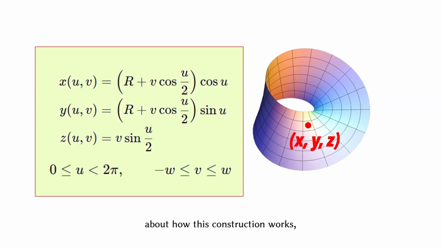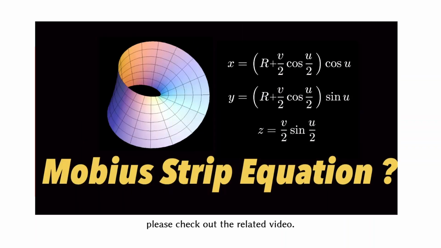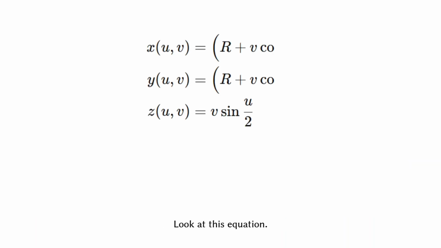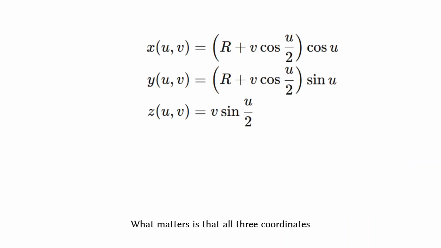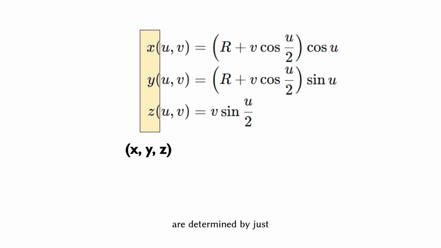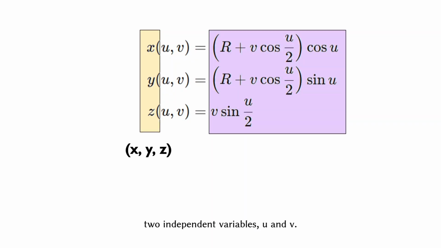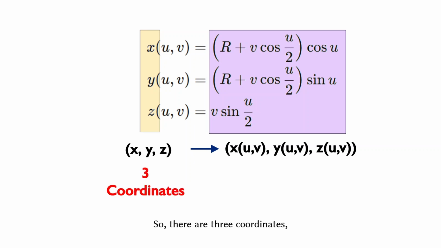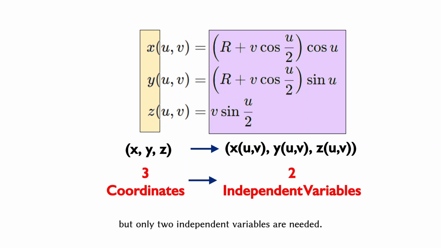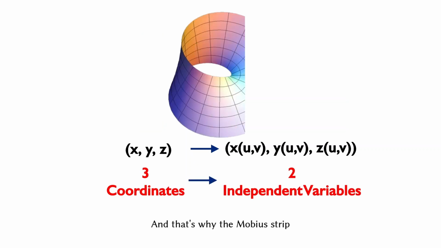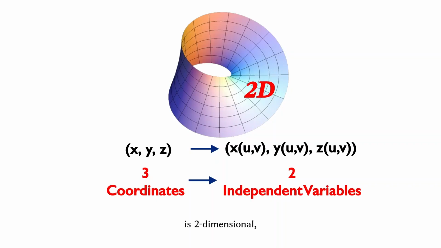If you'd like to know more about how this construction works, please check out the related video. Look at this equation. What matters is that all three coordinates are determined by just two independent variables, u and v. So there are three coordinates, but only two independent variables are needed, and that's why the Mobius strip is two-dimensional, even though it exists in three-dimensional space.